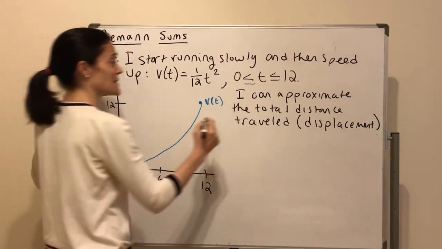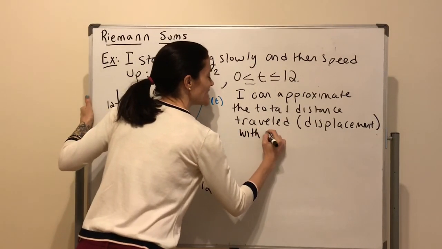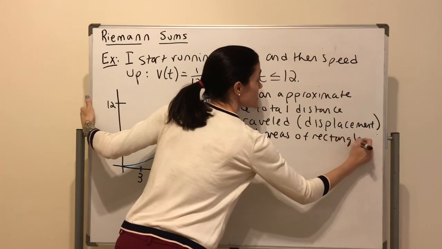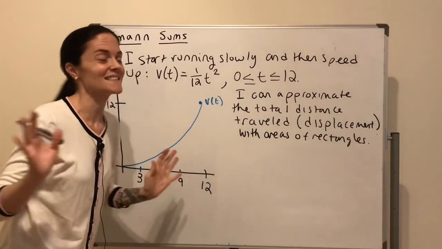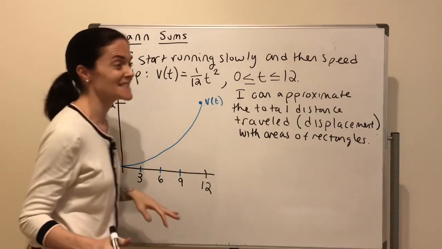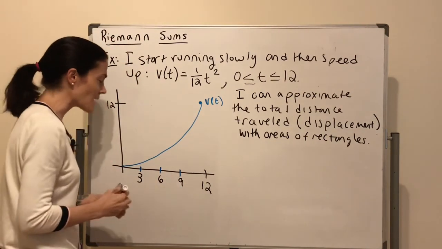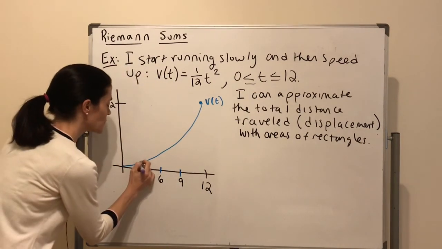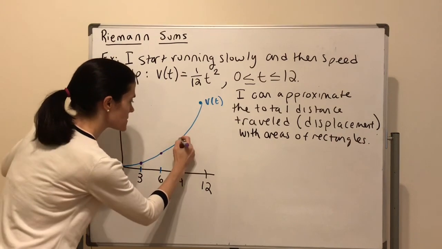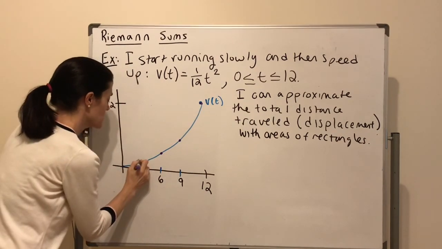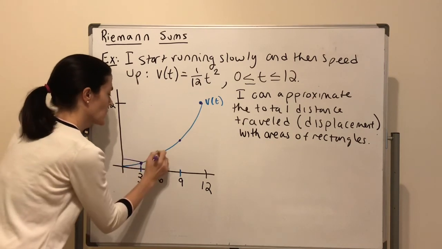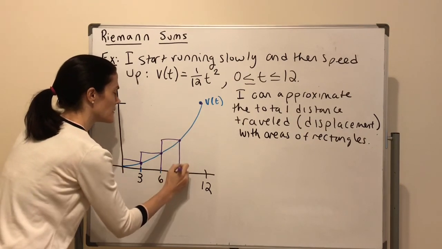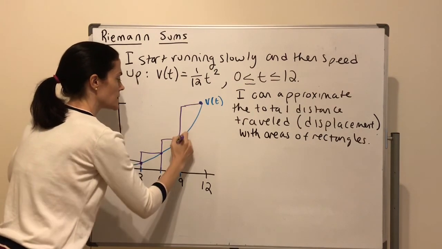So I can approximate this with areas of rectangles, which will be very similar to what we did in the last two examples, except those weren't approximations. Here we will do approximations. So what are the rectangles I'm talking about here? Well, what I can do is make this rectangle, make this rectangle, make this rectangle, and make this rectangle.